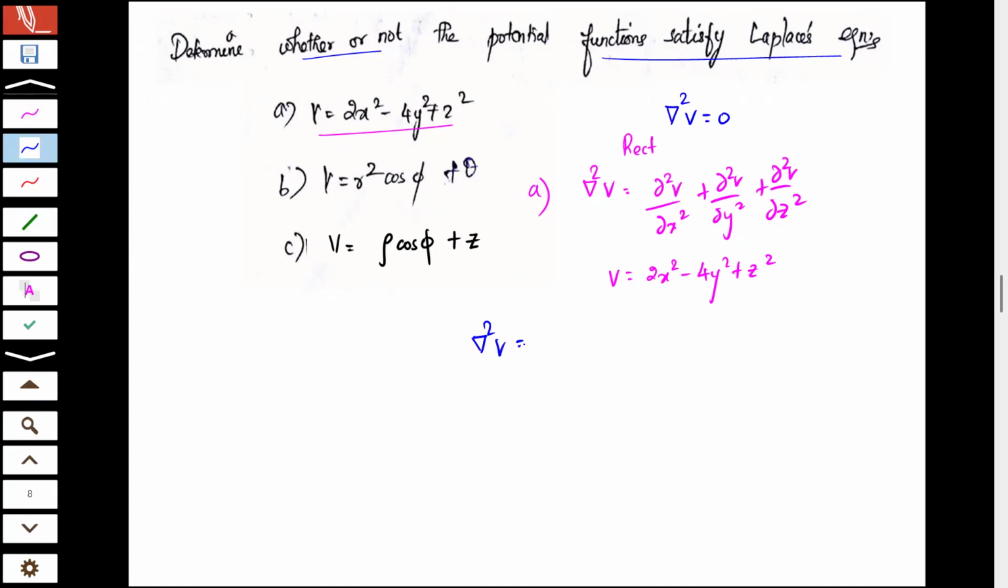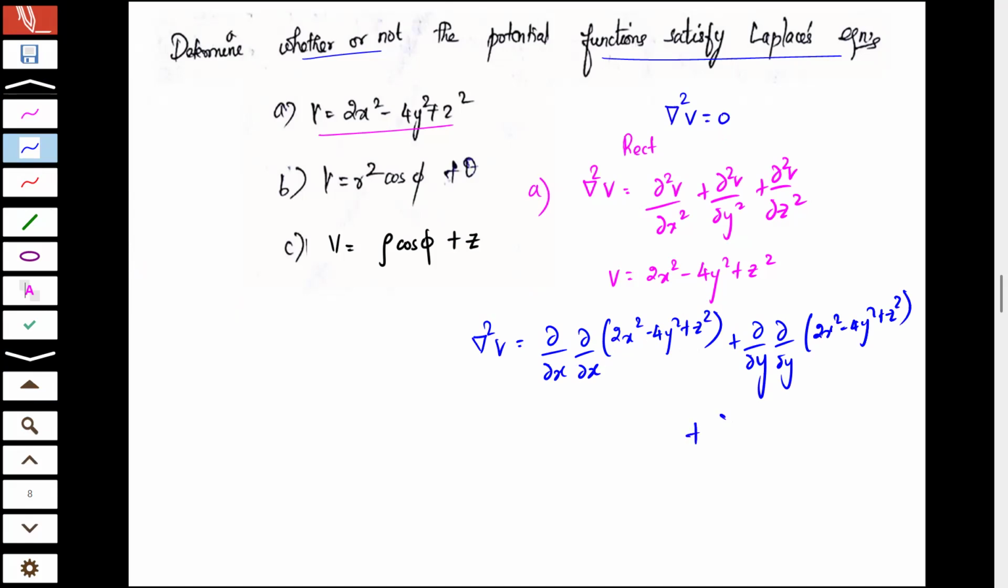So del square v can be written as, this second order differentiation can be written as 2 times differentiation of v with respect to x, y and z. So let me write first 2 times differentiation with respect to x and second order differentiation of this potential function with respect to y. And similarly, we can write the second order differentiation with respect to z of this function, which is 2x square minus 4y square plus z square.